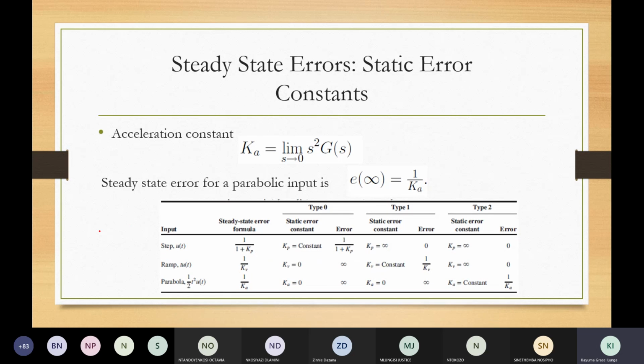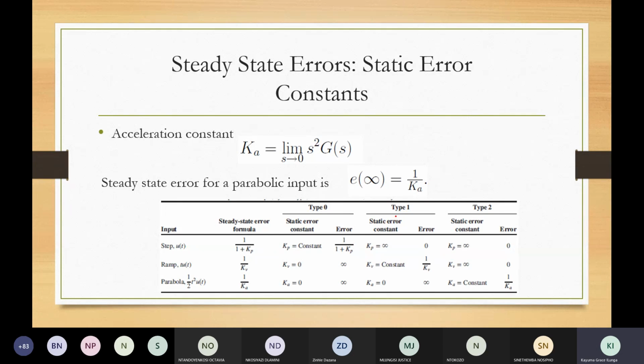So this is the table giving us the different types of system. Type 0 is when n is equal to 0, type 1 when n is equal to 1, and type 2 when n is equal to 2. In the case of type 0, Kp is a constant, Kv is equal to 0, Ka is equal to 0, so we cannot track the ramp and parabolic, and we will have error only for the position, or the step input.